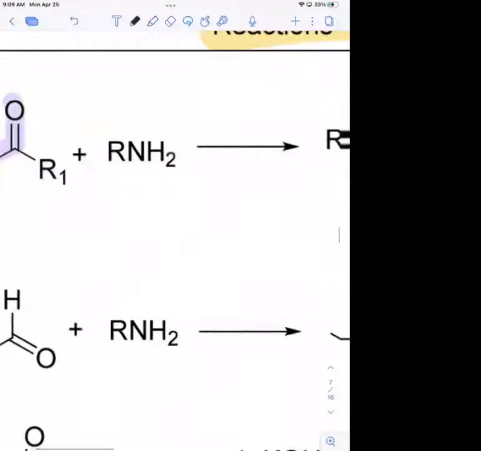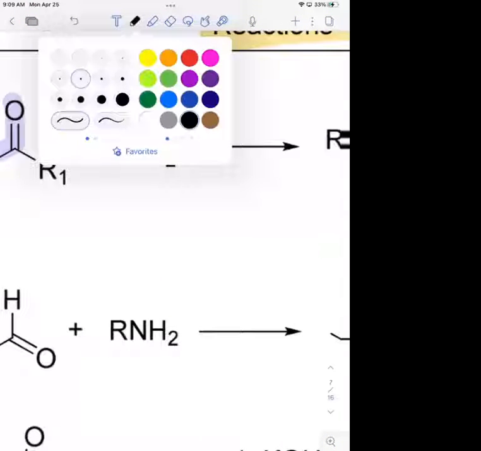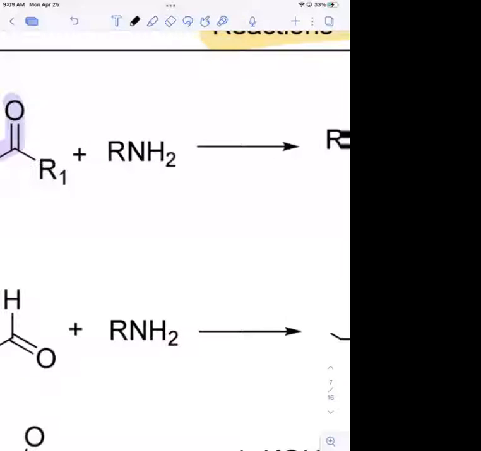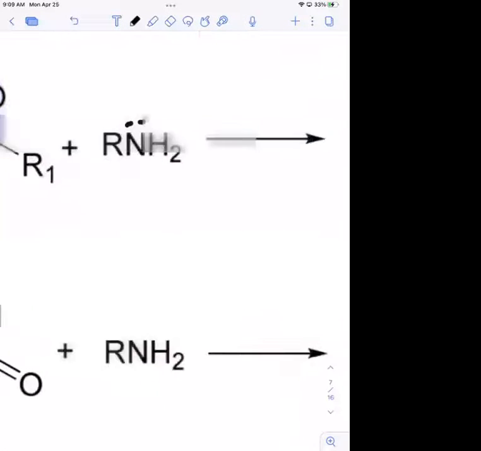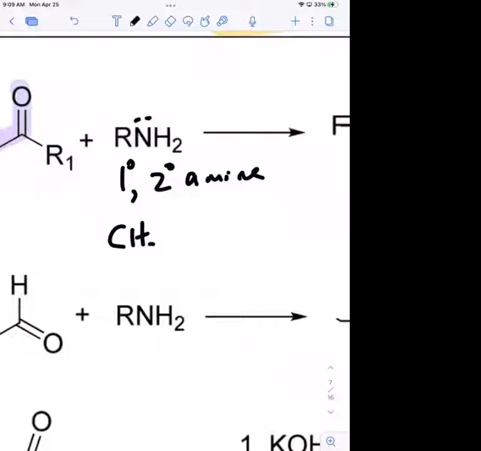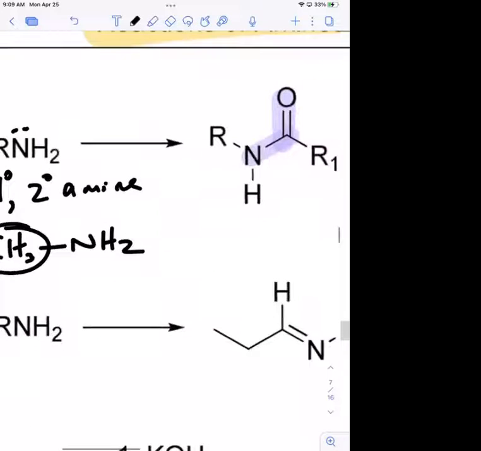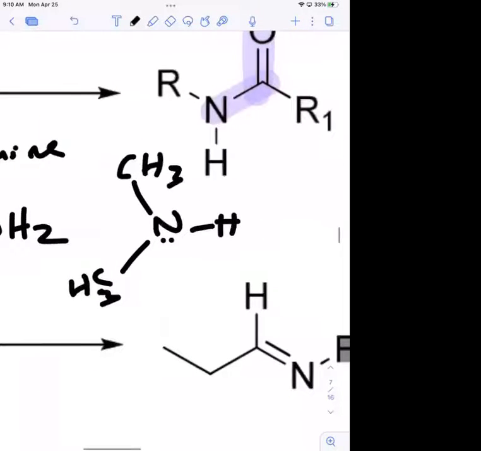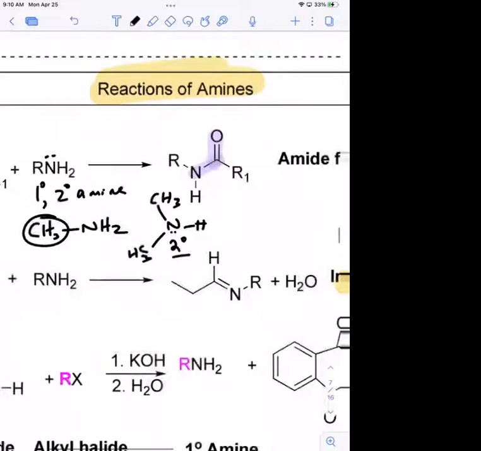This nitrogen has a lone pair here. So the amine can be primary or secondary. Just to give you an example, a primary amine would be something like this, where it only has one bond to carbon. And then secondary, as you can imagine, would be something like this. So this is secondary, with two bonds to carbon. So primary or secondary means both work.